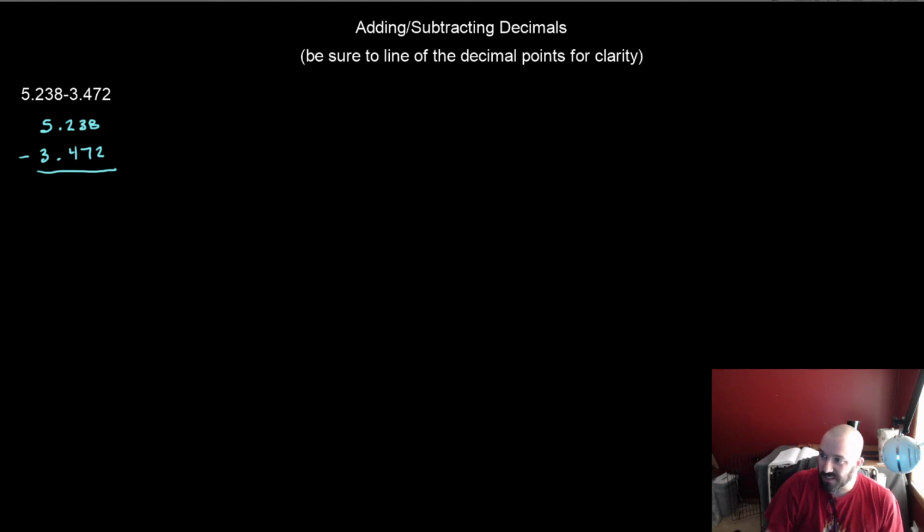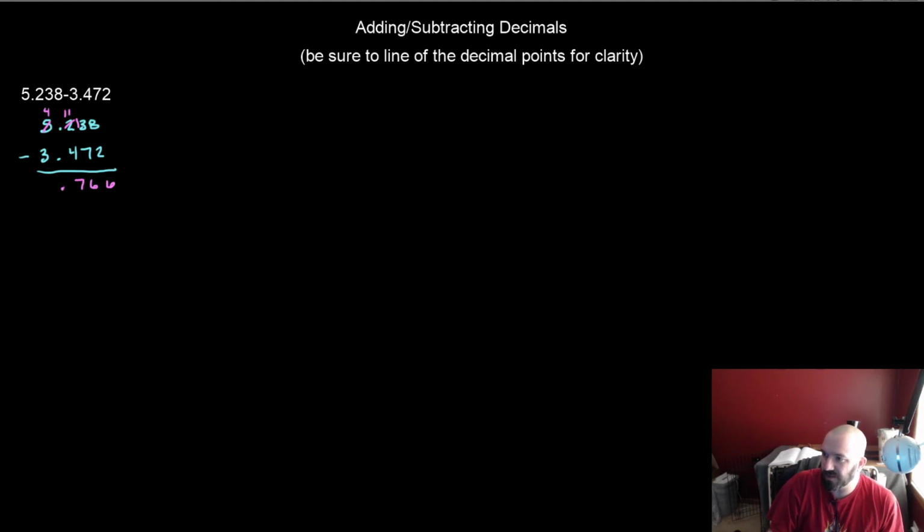8 minus 2 is 6. 3 minus 7 can't do, so I have to borrow from the 2. Now this is still going to give me 13 because there's 10 of the hundredths in a tenth. So 13 minus 7 is 6. 1 minus 4 can't do. So this is going to become a 4. That's going to become an 11. And again, for the same reason, there are 10 tenths in 1. Anyway, so we have 11 minus 4, which is 7.